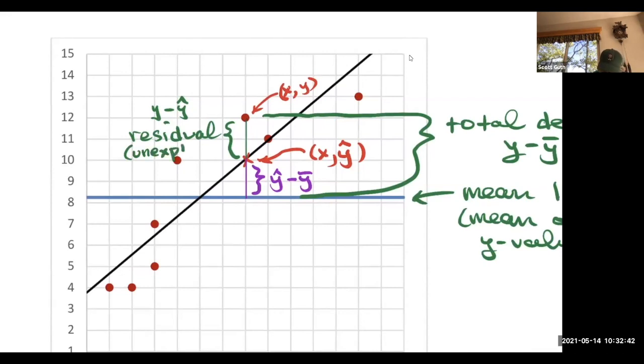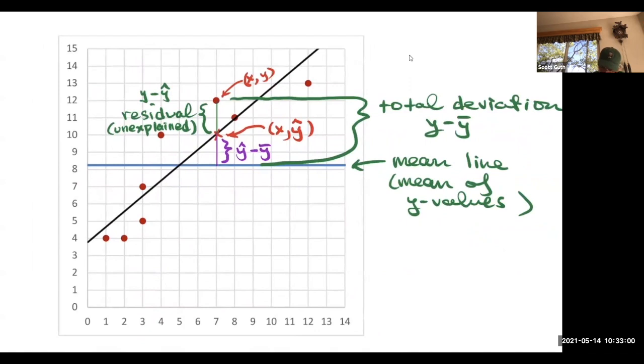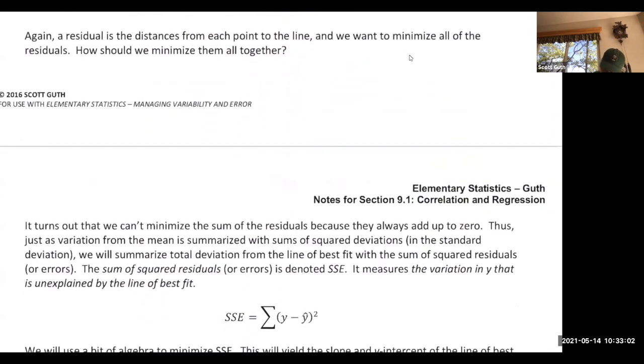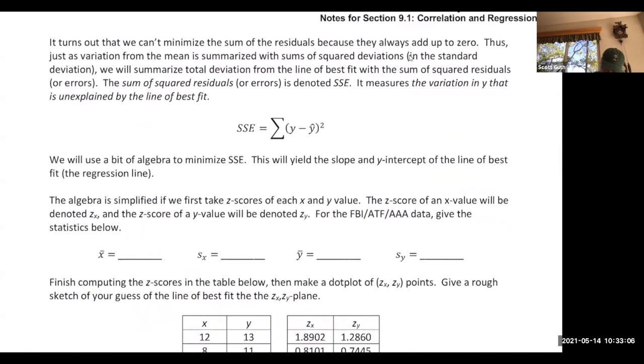Also, because the explanatory variable is not predicting it. The explained part is what the explanatory variable does predict. That's the Y hat value. Okay, so the residual is the unexplained deviation. Okay, we'll talk about that more as we go.